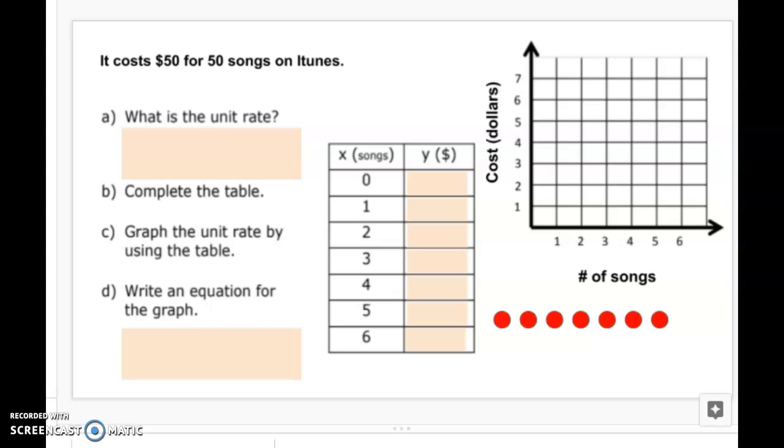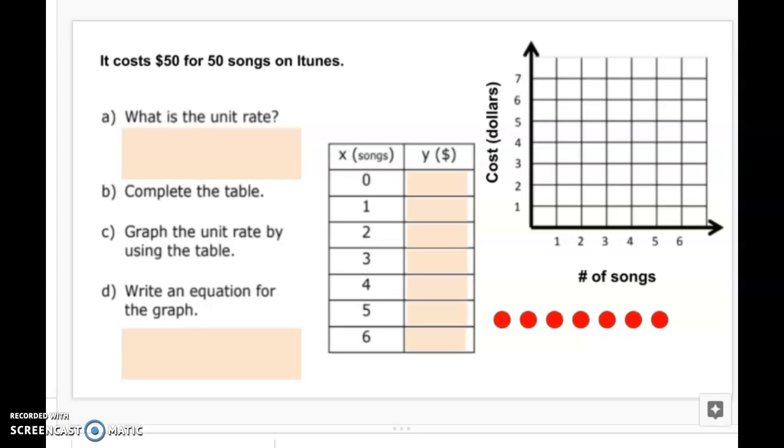Let's put everything that we learned in lessons 1, 2, 3, and 4 all together. I'm going to do one example with you, and then I'll have you do the other one during your asynchronous time. So it costs $50 for 50 songs on iTunes.